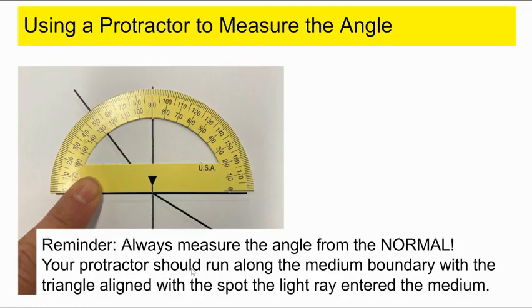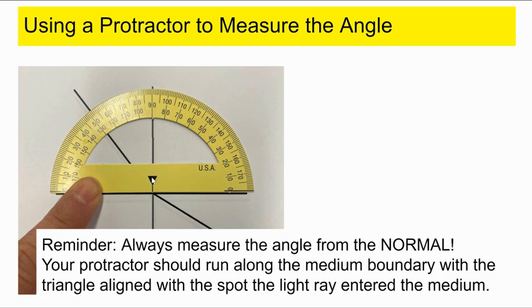It is key that we use our protractor correctly to measure our angles. So I just want to do a quick review about how we use our protractor. The first thing you should notice is if we're trying to measure this incident angle right here, we first need to orient the light ray that is coming in and make sure that the bottom of our protractor, the 0-degree angle on our protractor, is running along the boundary between the two mediums.